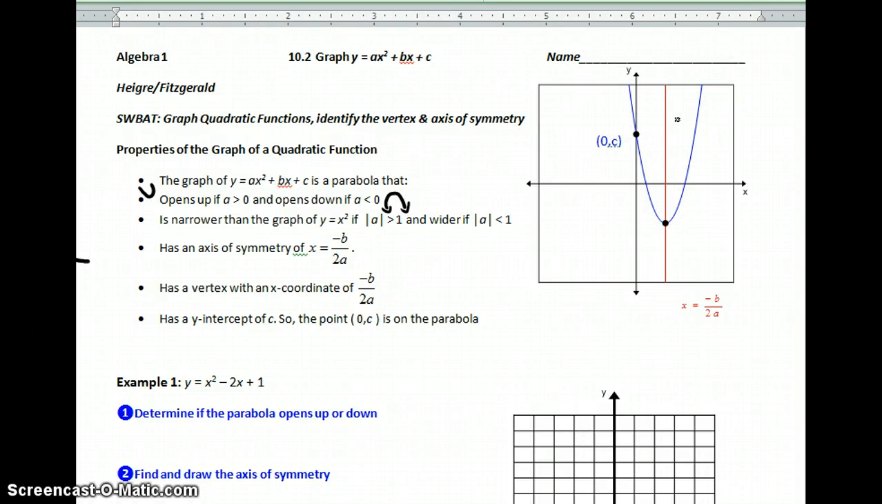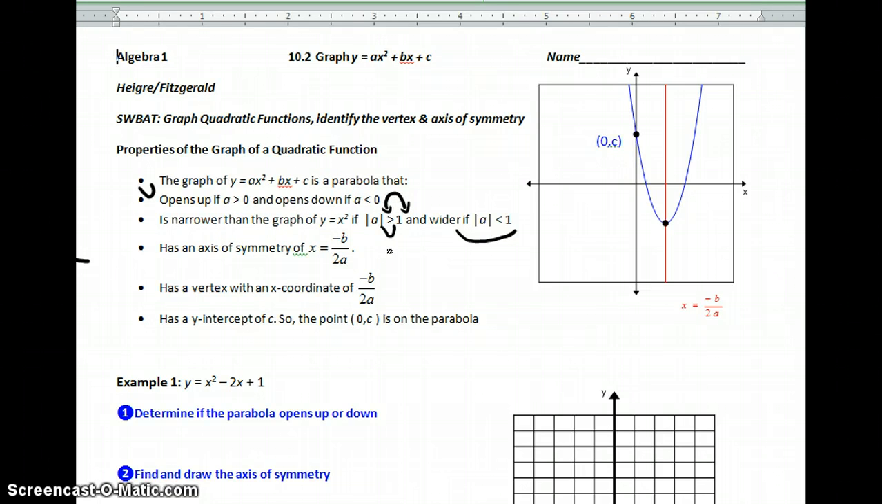Smile. And then from yesterday, we also saw narrower and wider. If a is a fraction, then it's going to be wider, kind of a fatty, I would say, kind of like that. And if a is greater than 1, it's going to be thinner, kind of like that.